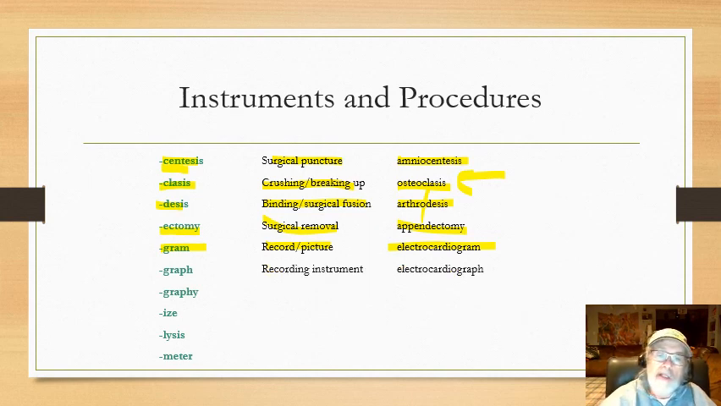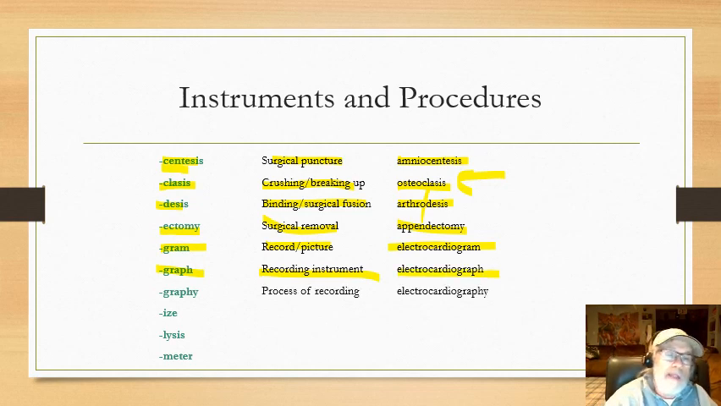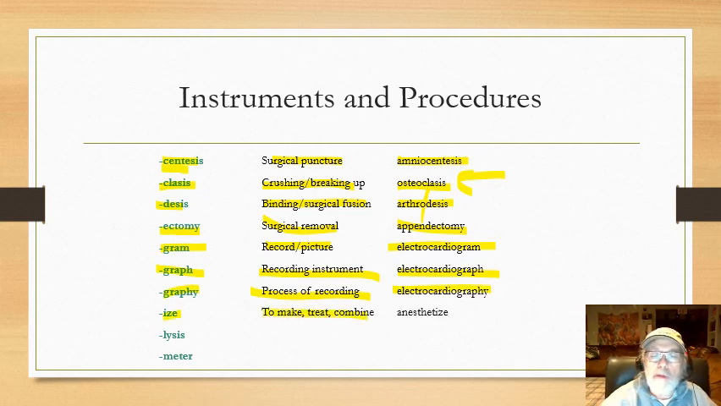How do they get that? They get it with an electrocardiograph, which would be the recording instrument, and the process of doing that would be called electrocardiography. Okay, eyes means to treat or to mate or combine.